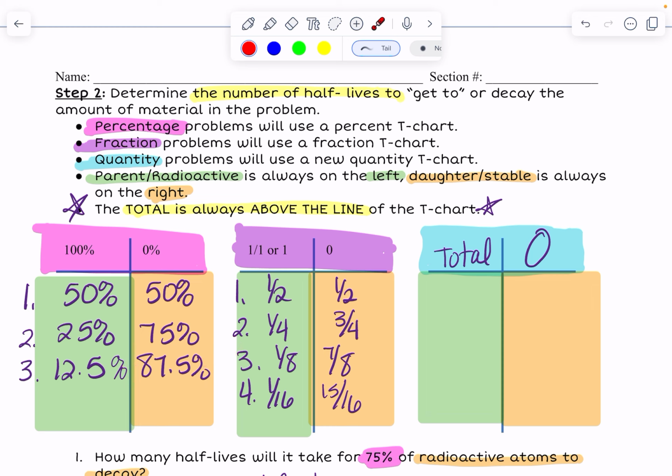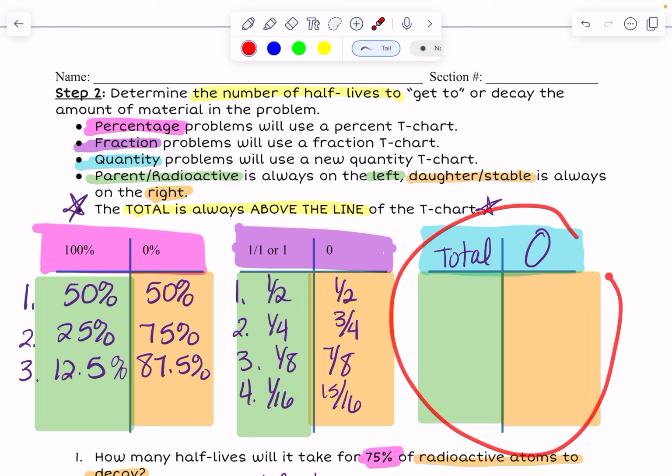The same thing works in a fraction. Half of 1 is a half, so I just am keeping track of that whole fraction. So I like fractions. They're pretty easy because I know what half of a half is. That's a fourth. I put the rest of the fraction on that side. My math is pretty easy.